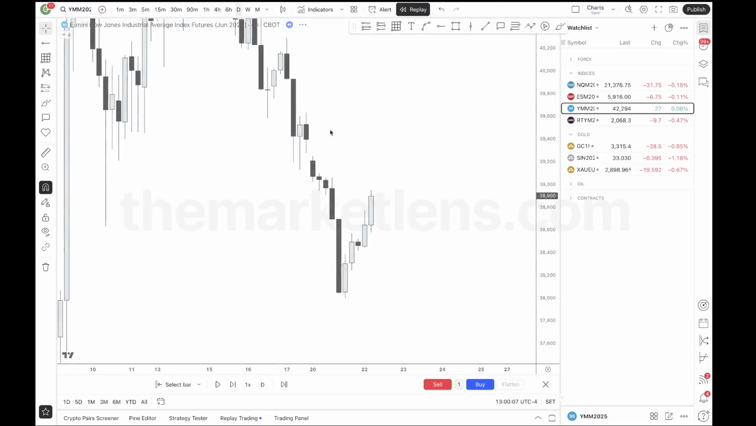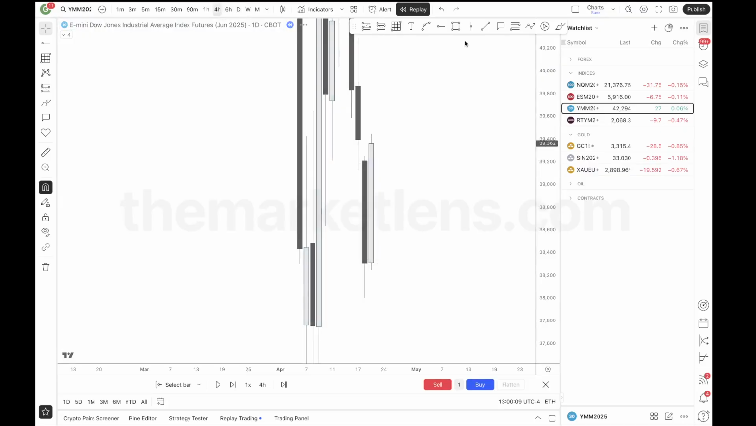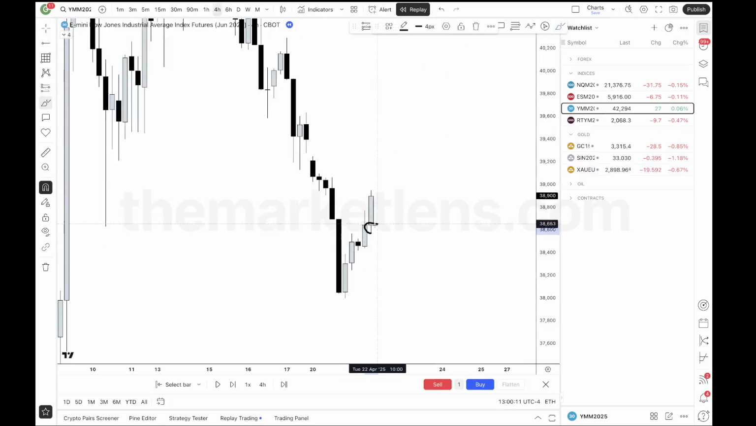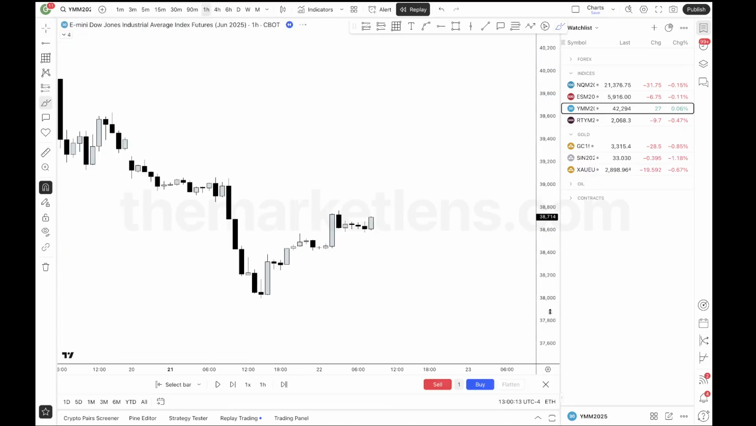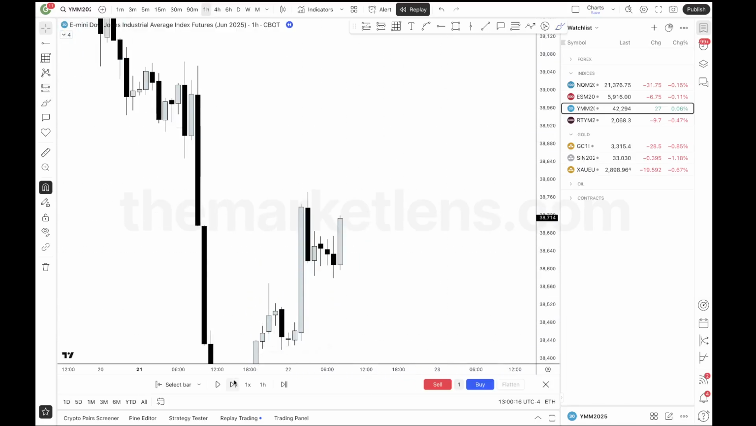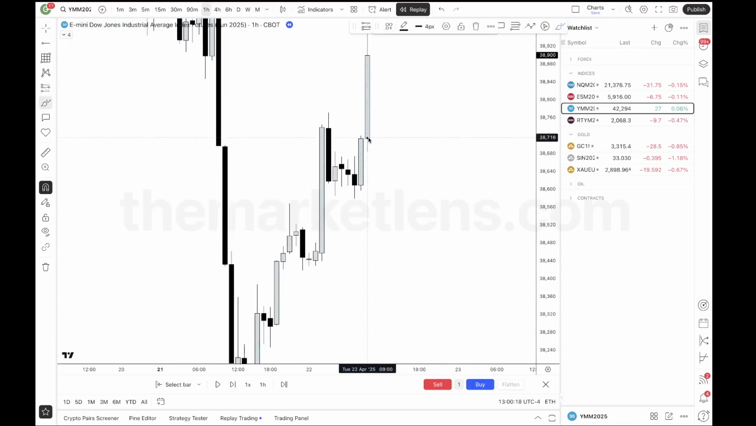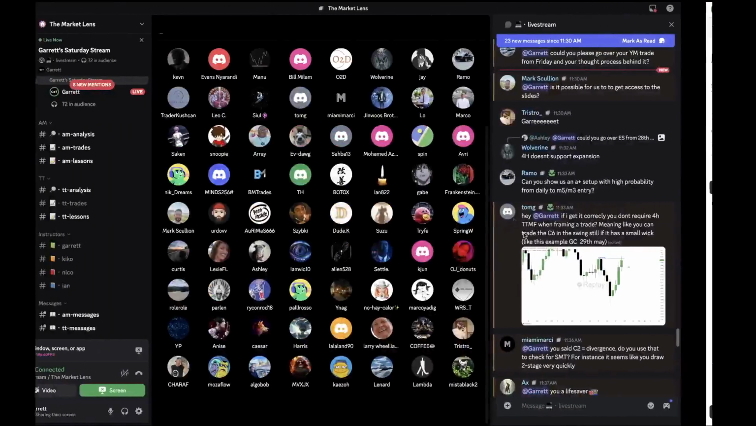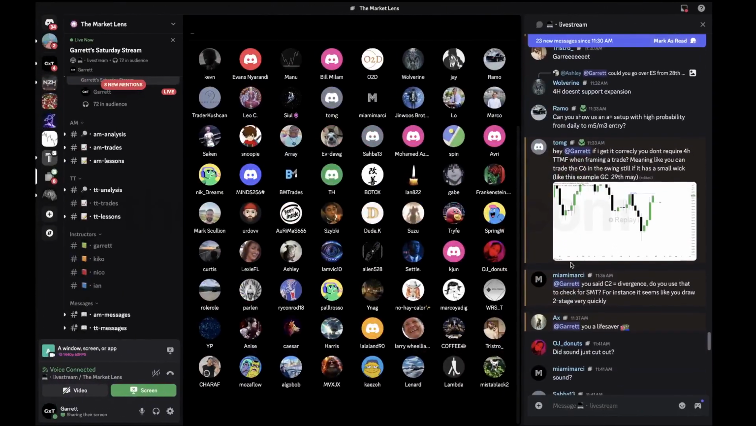So if you look at this point, the daily has a small wick, the 4-hour candle that you're trading within right here has a small wick, the hourly candle that you're trading within has a small wick. That's the filter, right? That's the whole goal of my model.